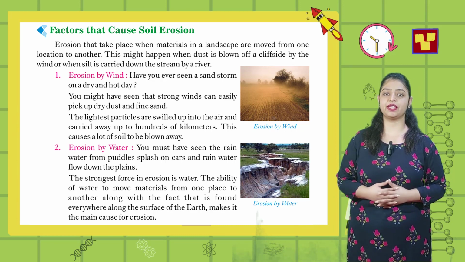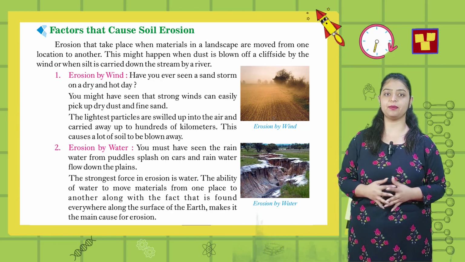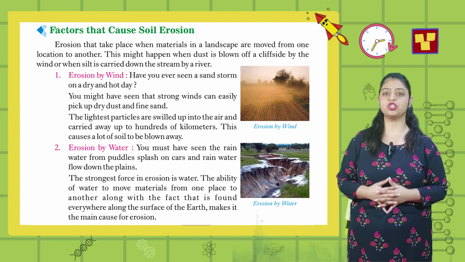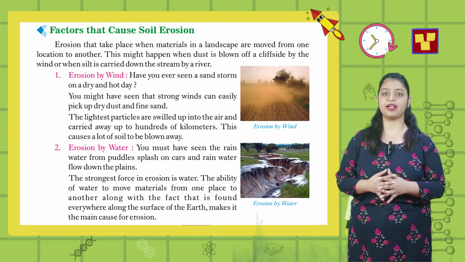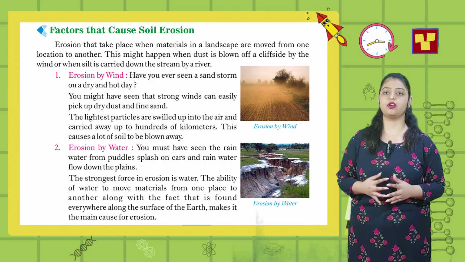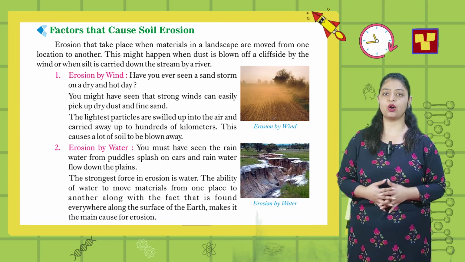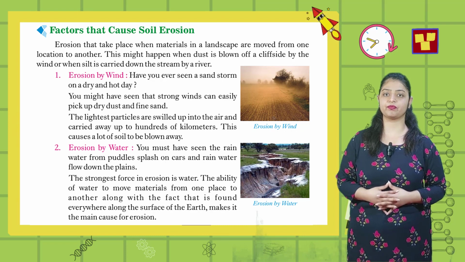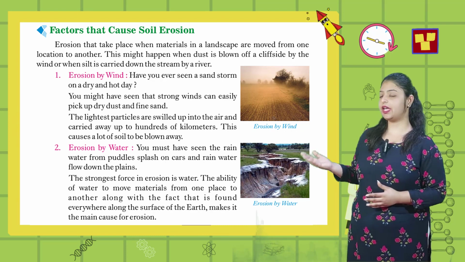Erosion takes place when materials in a landscape are moved from one location to another. This might happen when dust is blown off a cliffside by the wind or when silt is carried down the stream by a river. First is erosion by wind.